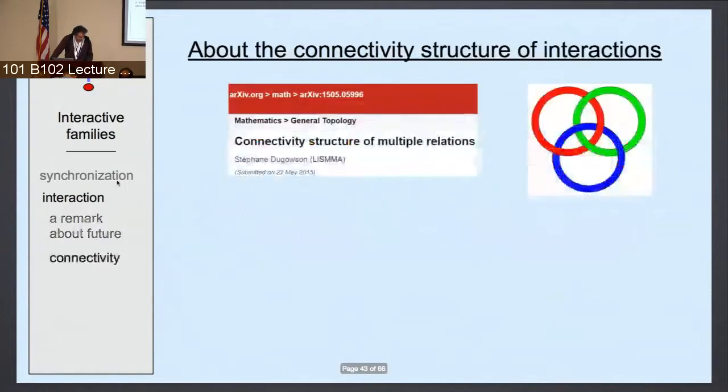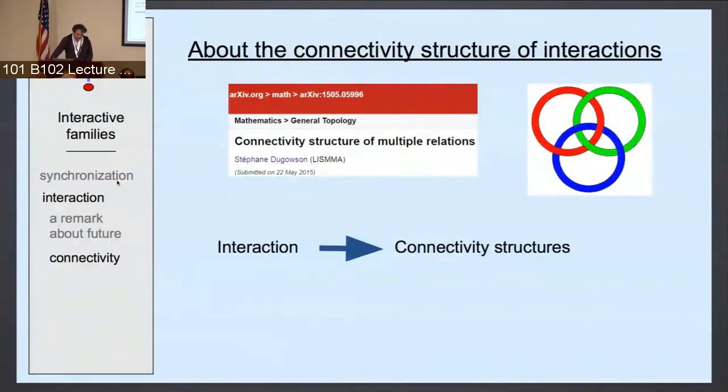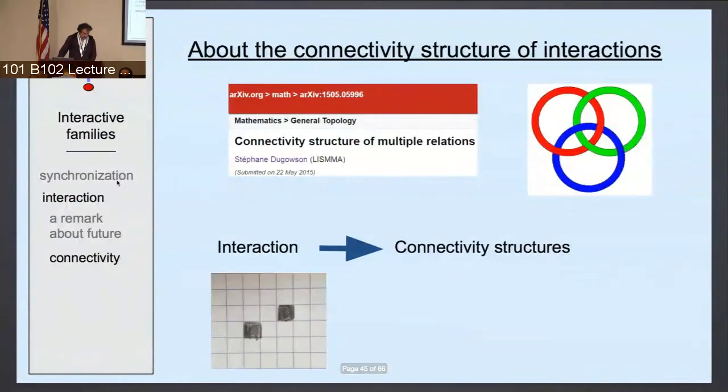In a paper posted on arXiv in May 2015, I defined what I call the connectivity structure of any multiple relation. So the interaction between some dynamics gives rise to some connectivity structures. For example, in the one-step game of life, those two cells are connected because the number of their neighbors are not independent. We'll see in a moment a less trivial example of connectivity, that is a Borromean one.